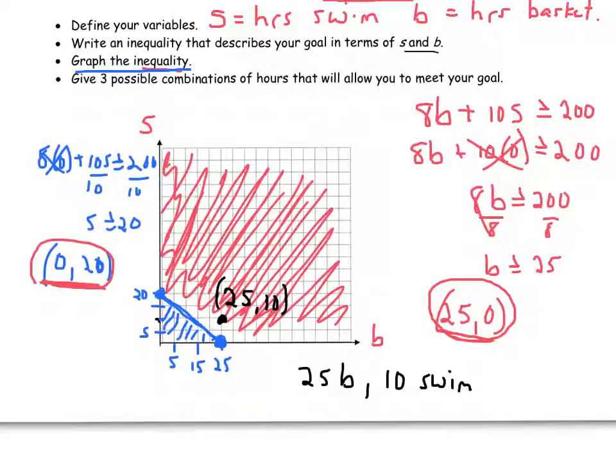because it would be 25. The basketball is worth how much? 8. So this would be 25 times 8, and then this would be 10 times 10. So it'd be much more than $200. It'd be $300 when you added it together, I believe. Okay, so that's how we do a word problem that applies your inequalities as an application. So let's do another one.